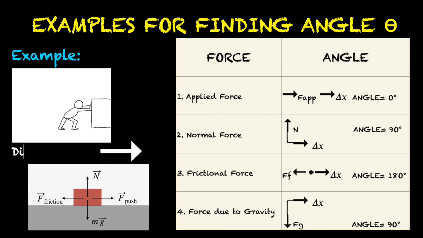Next is the frictional force. Frictional force always opposes motion. So frictional force acts to the left, displacement acts to the right. They are both in a straight line. So we find that the angle being created here is 180 degrees.